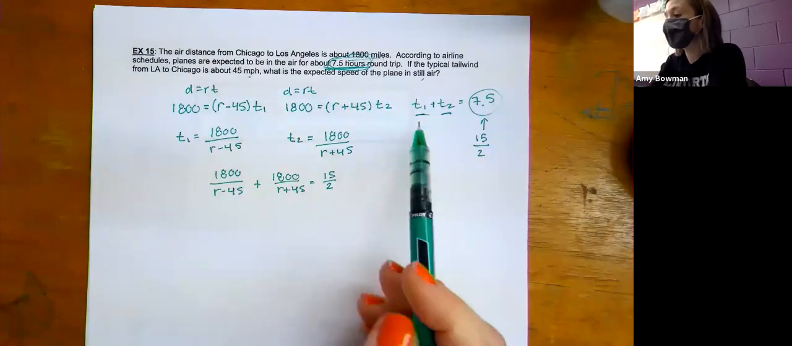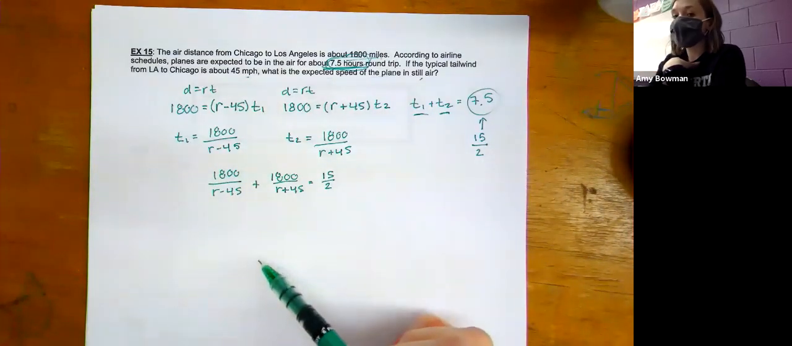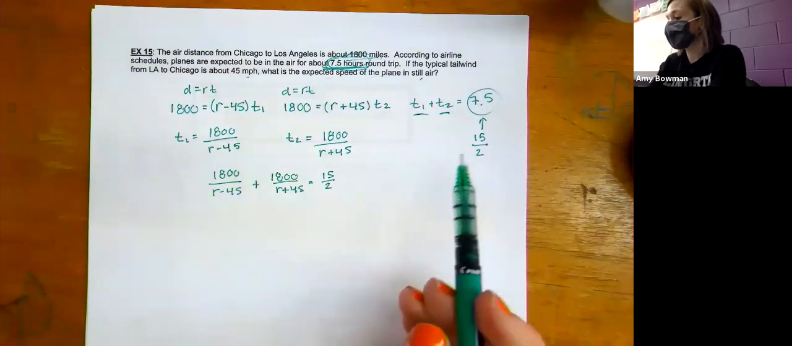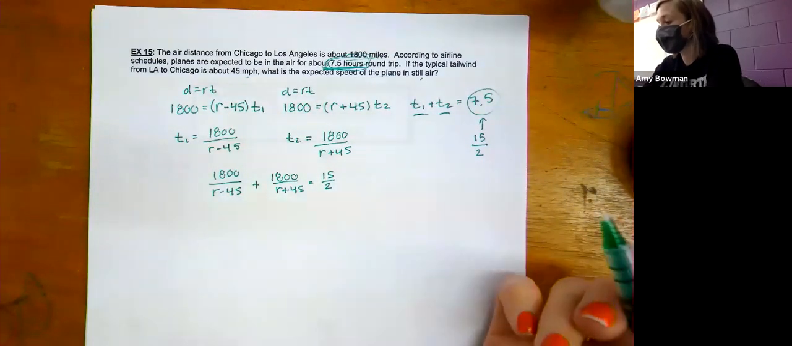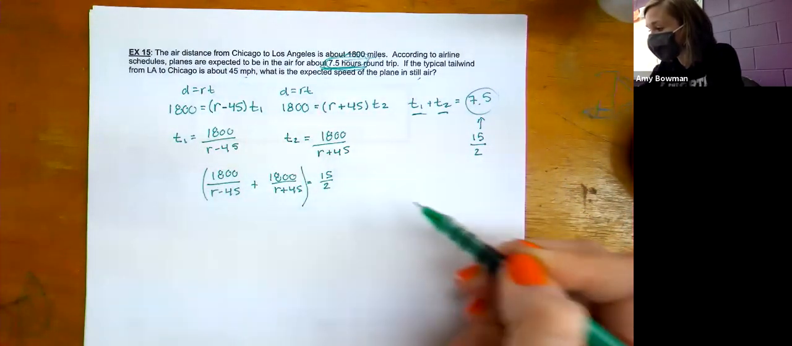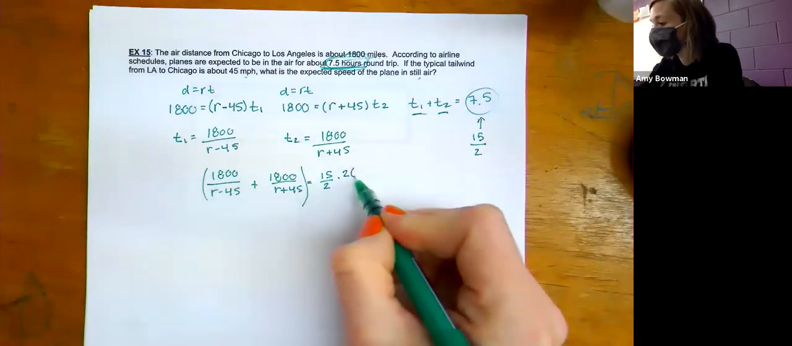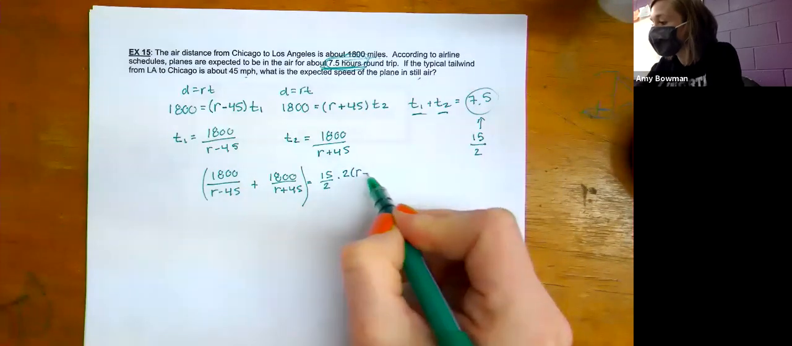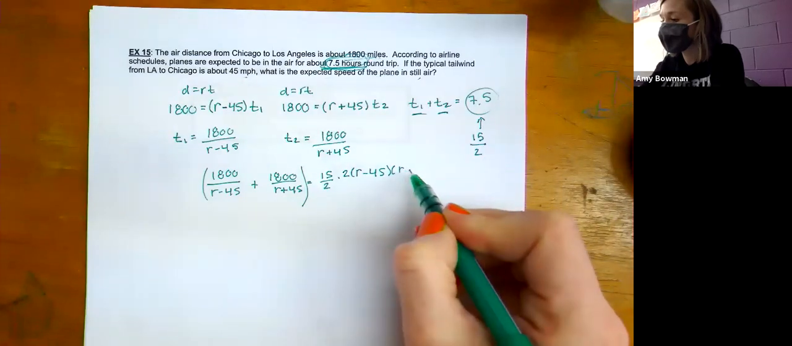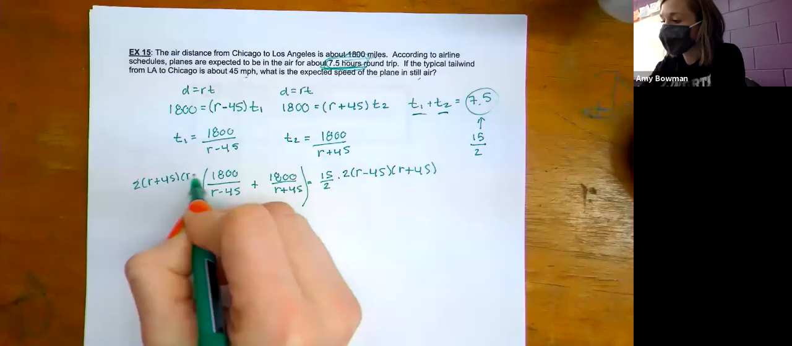Okay, so all of that work just gets us to the setup of this rational equation to solve now. So now we want to get rid of every fraction. So I'm going to find the common denominator. Jordan, what's the common denominator going to be? 2 times R minus 45 times R plus 45. Good. 2 times R minus 45 times R plus 45. So all of those 3 combined.